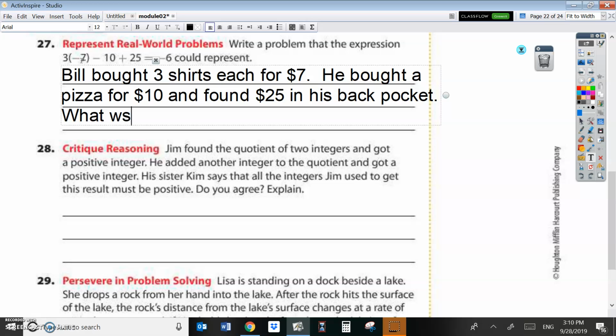What was his overall spending? Alright, cool. So we got 2 groups of 7, we got a minus 10, and we got a plus 25. Sounds good.